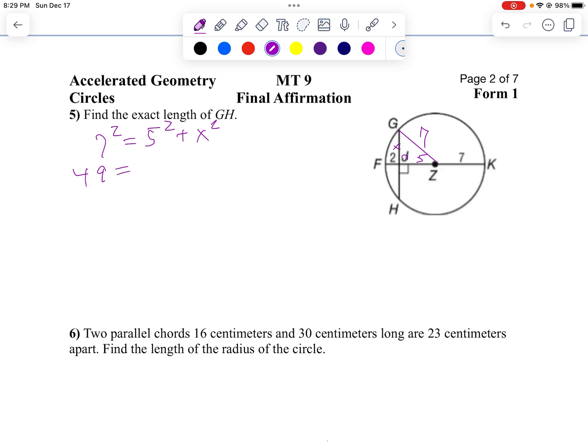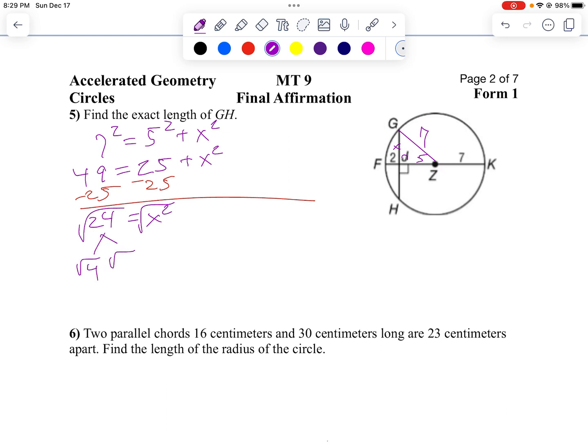So 49 equals 25 plus X squared. You can minus 25 from both sides. 49 minus 25 is 24, so we get 24 equals X squared. Take the square root of both sides. We want to simplify that. That's the square root of 4 times the square root of 6. So it's 2 square roots of 6.